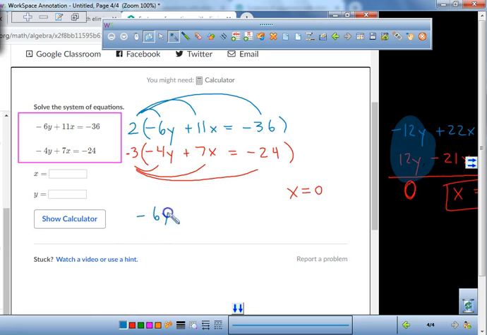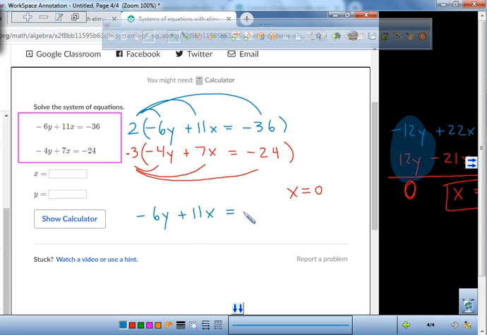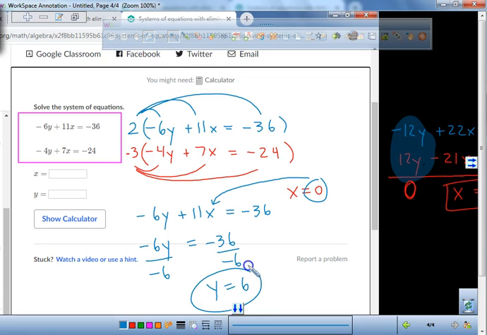Negative 6y plus 11x equals negative 36. So what am I going to do with this 0, guys? I'm going to take it and plug it in right there. What happens when you multiply that by 0? Right, it's gone. So basically, when we multiply that by 0, it's gone. So what are we going to divide both sides by? All right, and what's y equal to? Positive 6.